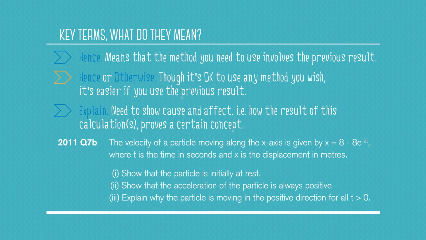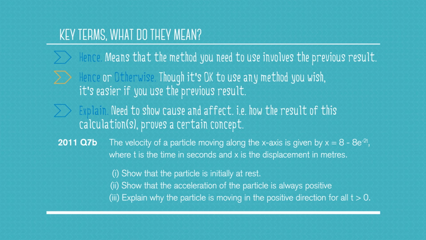In 2011, I marked question 7, and the question was: the velocity of a particle moving along the x-axis is given by velocity equals 8 minus 8 e to the minus 2t. Part 1 was to show the particle is initially at rest, which meant sub naught in for t and show the answer was 0. Part 2, show that the acceleration of the particle is always positive, i.e. differentiate to get an expression for the acceleration, and then explain why a positive number divided by a positive number is always positive. But part 3 was where they put the word explain. Explain why the particle is moving in a positive direction.